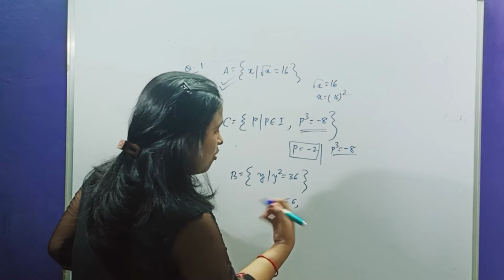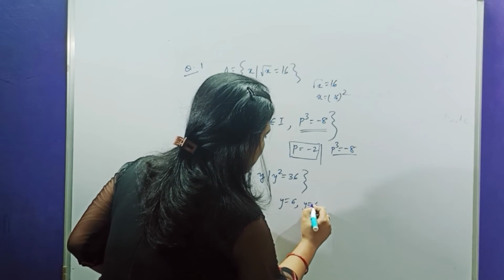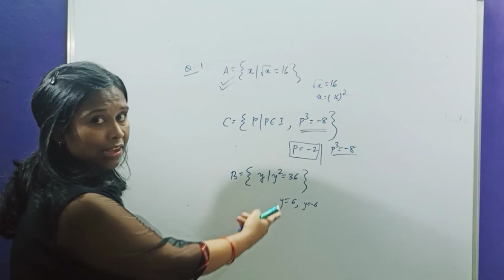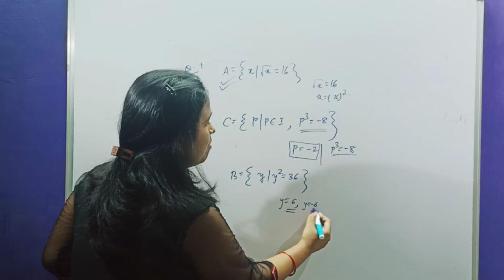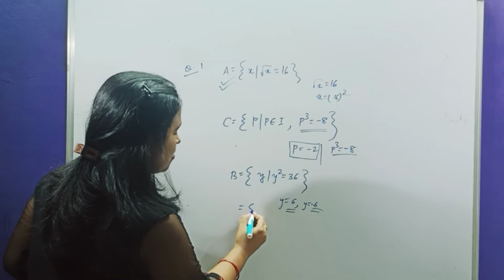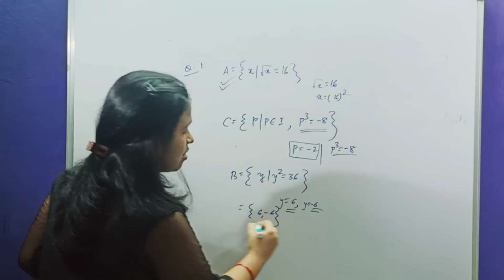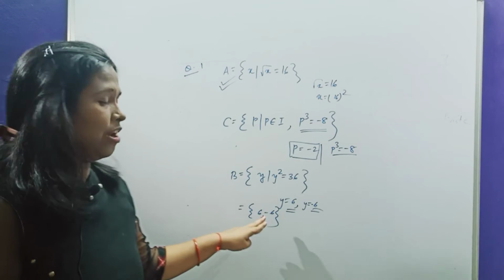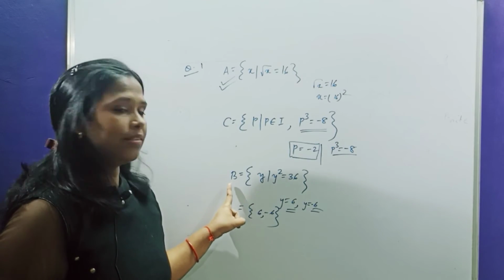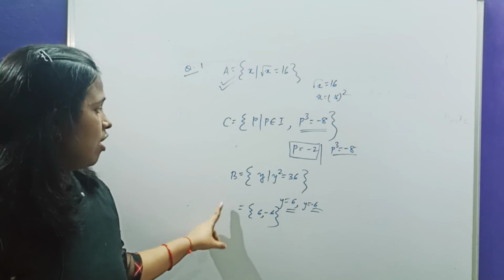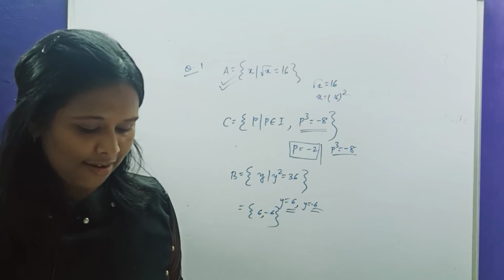Or we can also take y is equal to -6, because 6 square is 36 and also -6 square is 36. So there are two elements present in the set, that is 6 and the other is -6. So is it a singleton set? No, because two elements are present in the set. So this is not a singleton set.